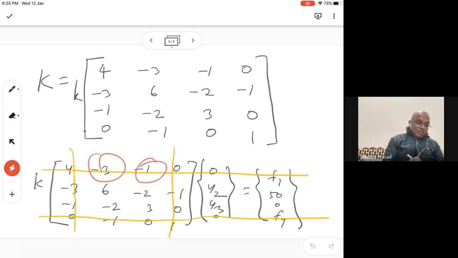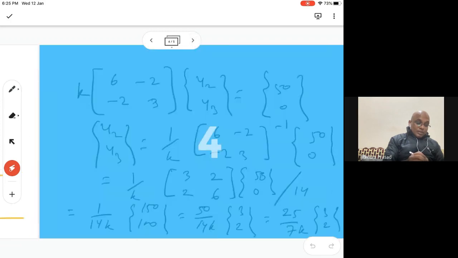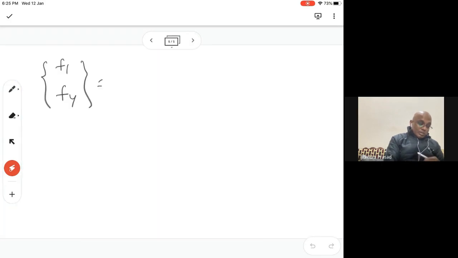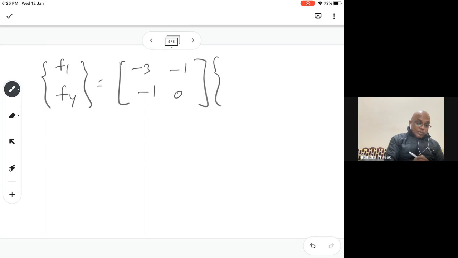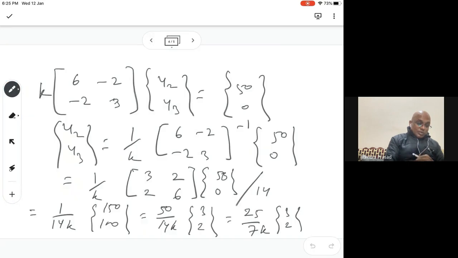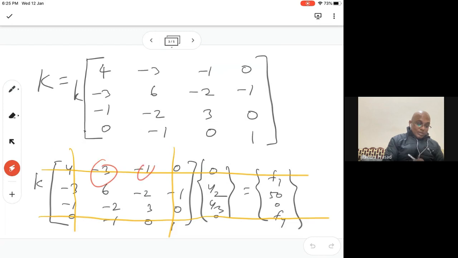So minus 3 minus 1 minus 1 0, right? So you can write it like this: minus 3 minus 1 minus 1 0, and then you have u, of course. k will be here, and then you have u2 and u3, right? So that's what that is. We have minus 3 minus 1 minus 1 0 multiplied by u2 u3, yeah, k will be here, and that will give you f1 and f4.